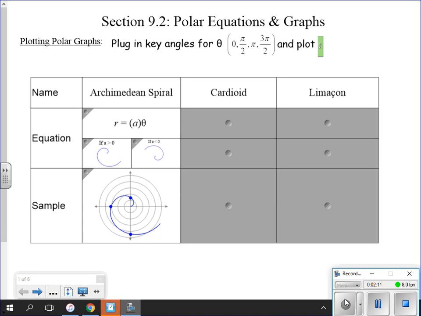And like I said, they'll be easy to graph. You make a table of values for 0, pi over 2, pi, 3 pi over 2. Plot those points. If it's a spiral, it spirals out following those coordinates. Either direction, negative or positive, you graph and plot the points. And remember, these are polar coordinates that we're plotting, so you're using polar graphs.